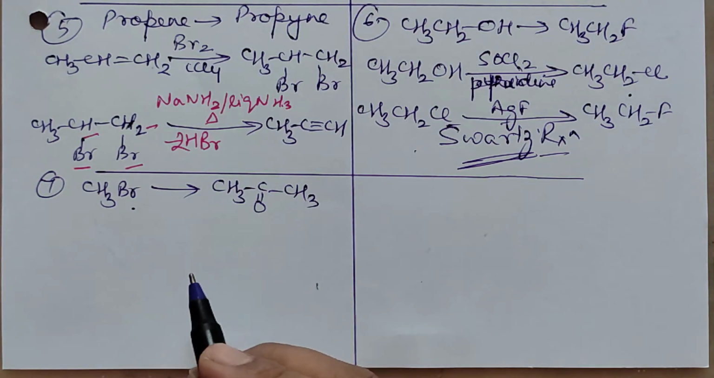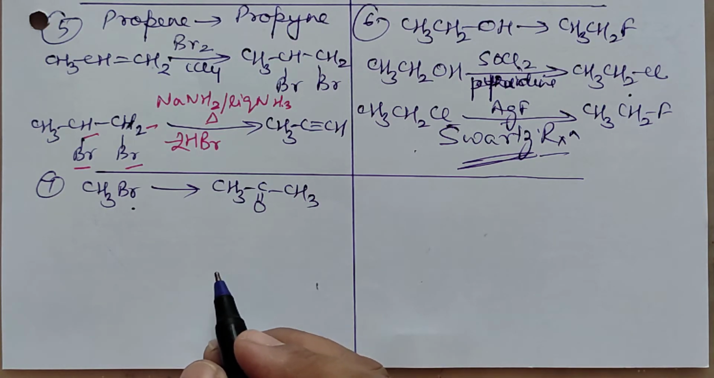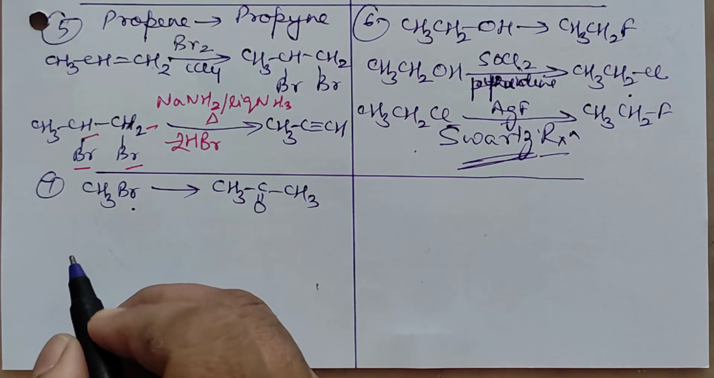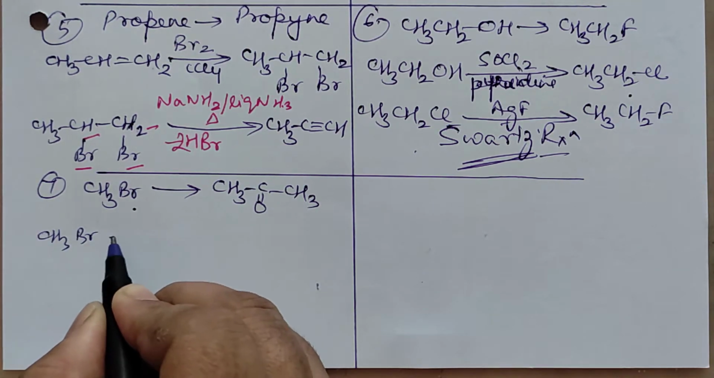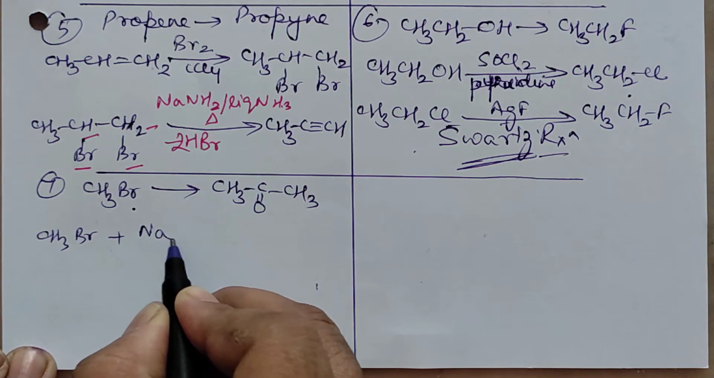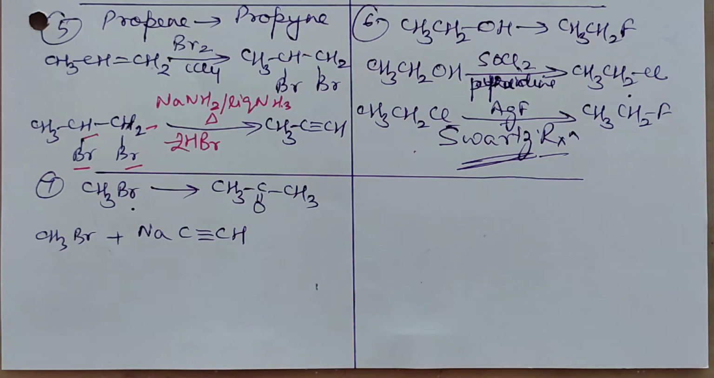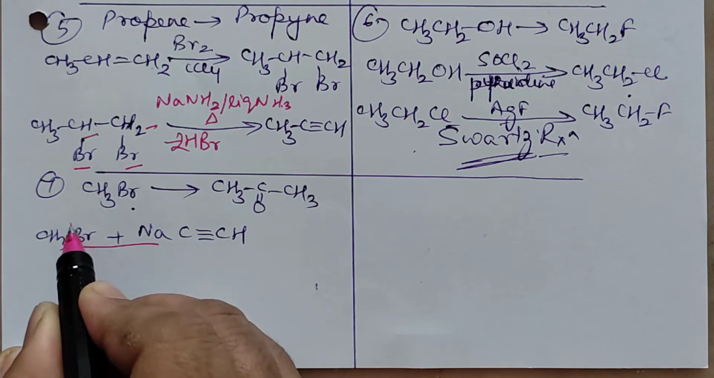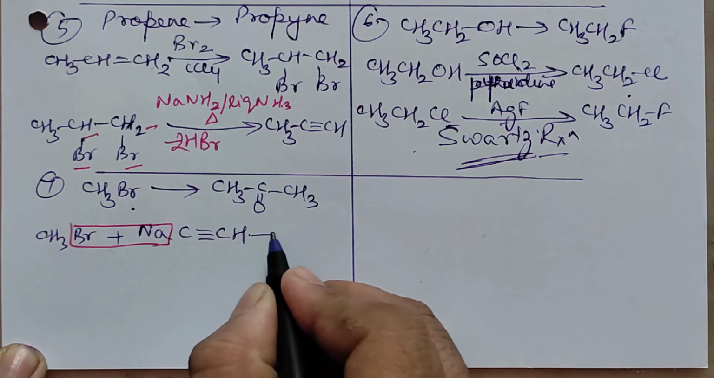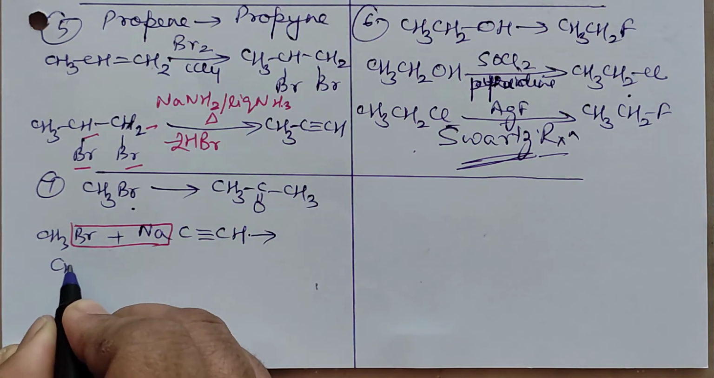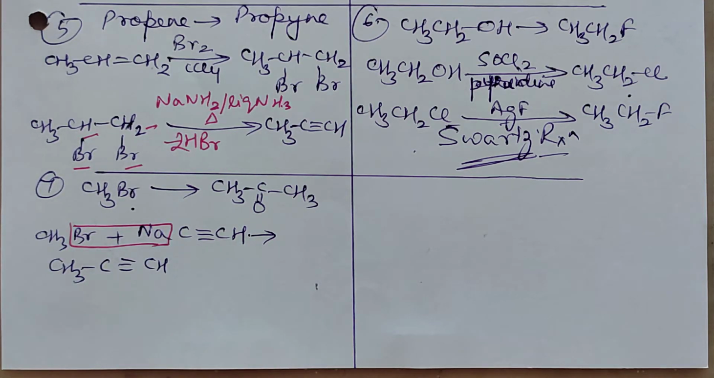Bromomethane to acetone or bromomethane to propanone. Either way, it's a very, very nice conversion. So what you do is first, this bromomethane, you will make it react with sodium acetylide. This is sodium acetylide. So when you make it react with sodium acetylide, this Na and Br will come out. What are you left over with? You are left over with this CH3, C, triple bond, CH. That means propyne is obtained.